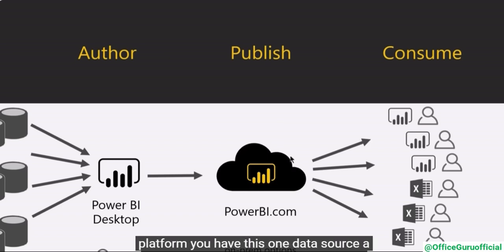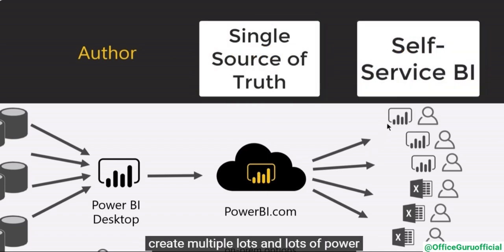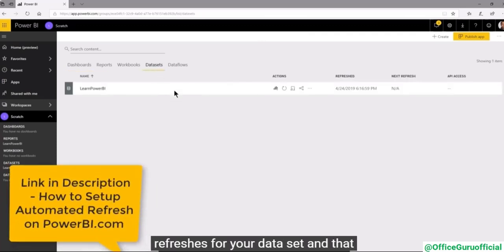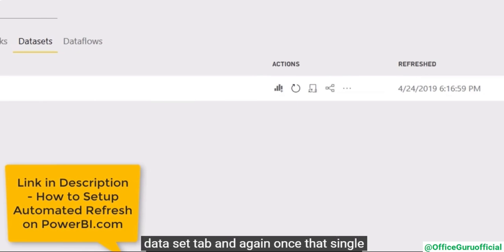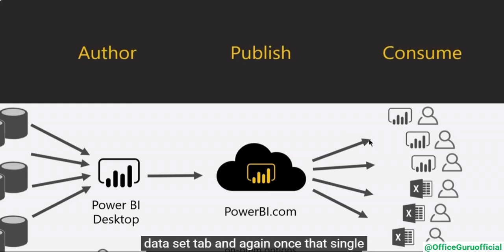and this is the strength of the Power BI platform. You have this one data source, a single source of truth, and now you can create lots and lots of Power BI reports, all connected back to that single model, to that single source of truth. You can also set up automated refreshes for your dataset, and that I'll let you explore by going to the dataset tab. And again, once that single source is refreshed, all the connected reports will automatically be refreshed.